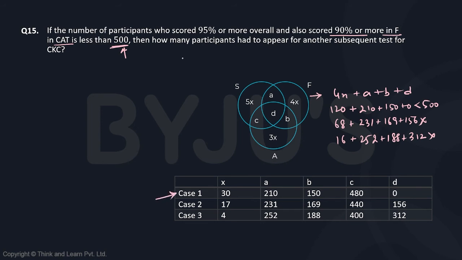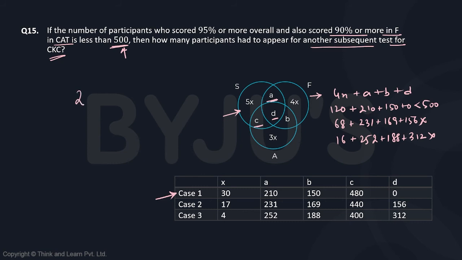The question he is asking is, how many participants had to appear for another subsequent test for CKC? How many participants appear for another subsequent test for CKC, when they have scored more than 90 percentile in S but are not eligible for CAT? These all people have scored more than 90 percentile in S, and these people are eligible for CAT because they have scored more than 90 in one more section. Similarly, these are eligible.